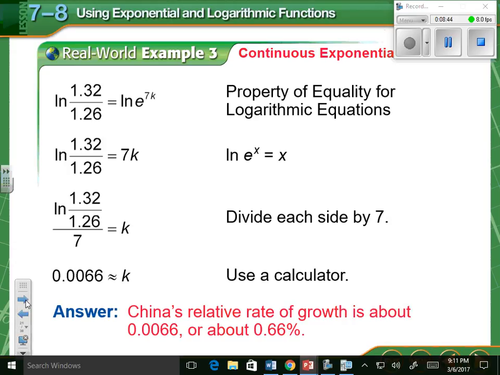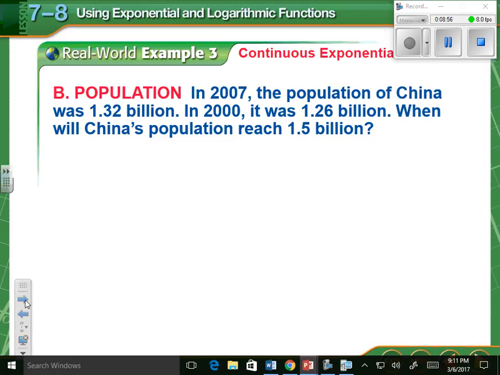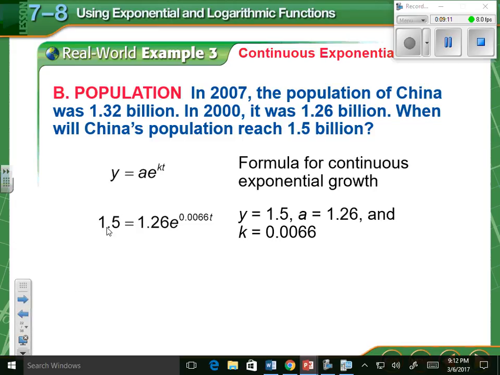So their growth is about 0.0066, and that means it's about 0.66%. When will the population reach 1.5 billion? Well, you use your 0.0066 for k, and we're going to solve for t in this situation, the time. The end value is 1.5. It starts out at 1.26.